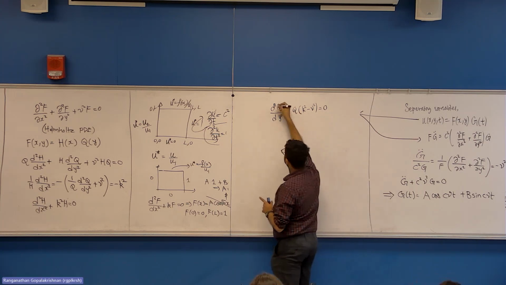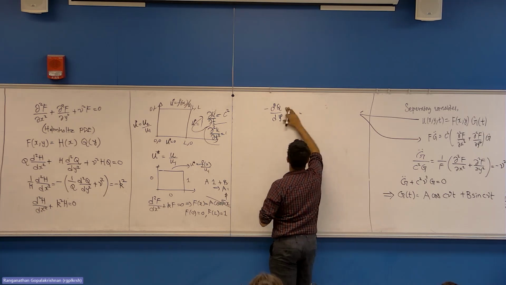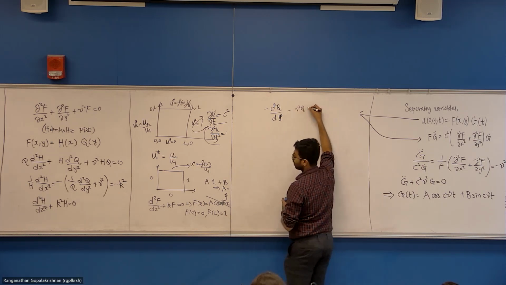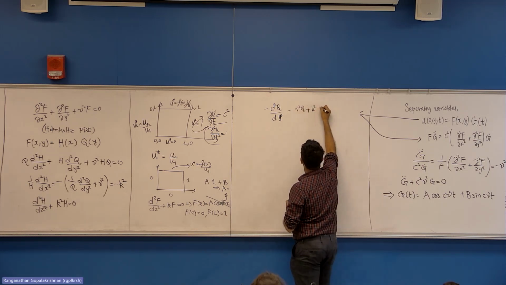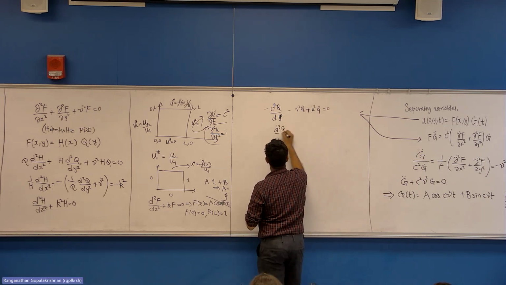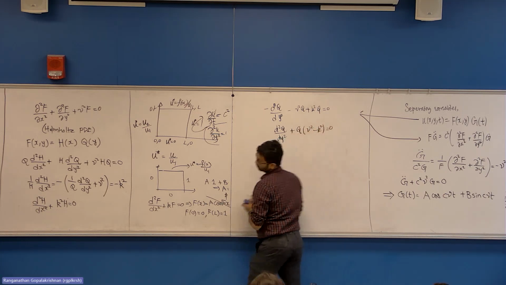So I'll have minus this. Let's write it like this. Minus nu squared q plus k squared q equal to 0, which is d squared q dy squared plus q into q squared minus k squared equal to 0. Is that correct?